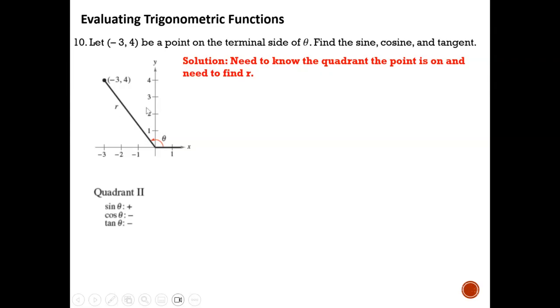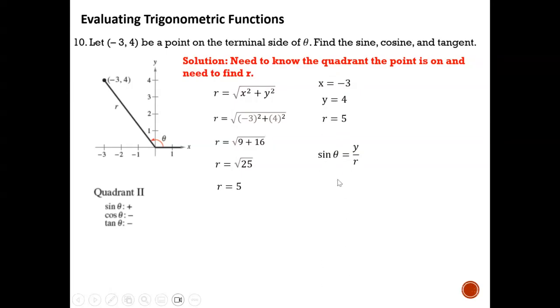But how do we find r? r is equal to the square root of x squared plus y squared. So r is equal to the square root of (-3) squared plus 4 squared, where x equals -3 and y equals 4. To find r, all we do is plug in the values for those variables. It gives us the square root of 25, so r is equal to 5. So I found my r.